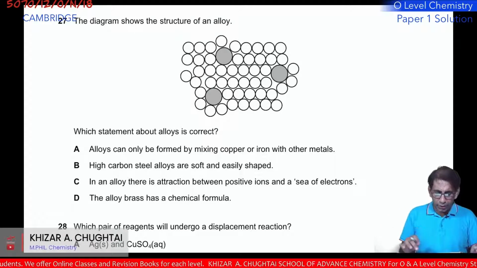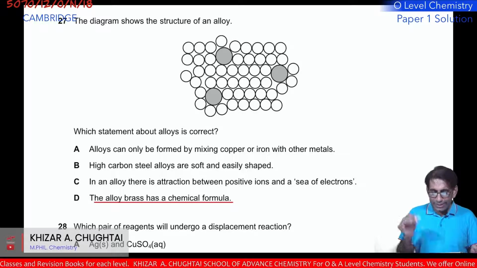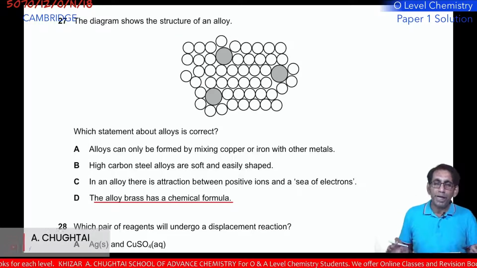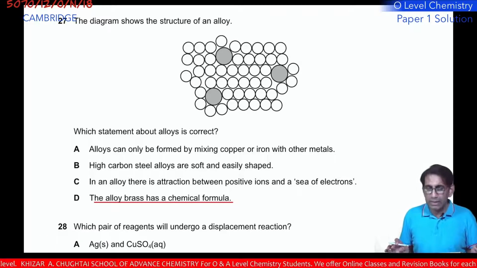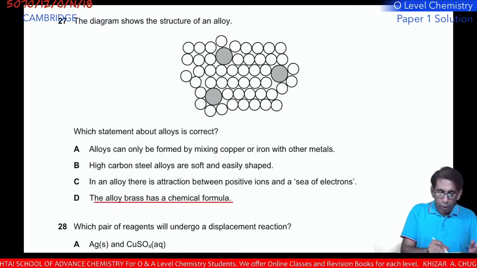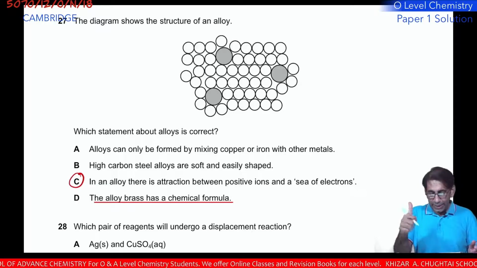However, I am going to check the next one. Brass has a chemical formula. No. An alloy is the physical combination of two or more metals or elements, so it does not have any sort of chemical formula. Once again, it is confirmed that C is the correct option.